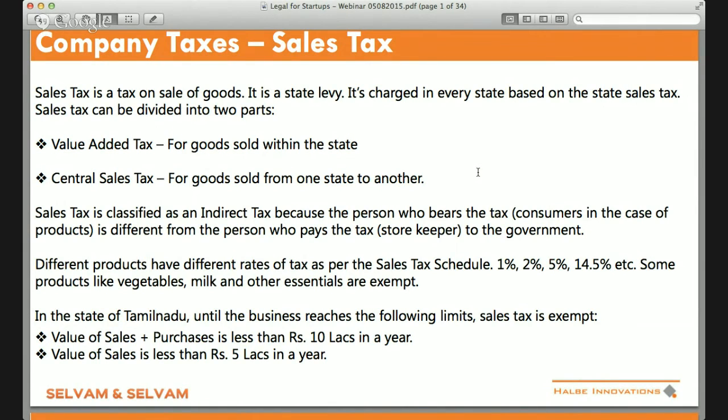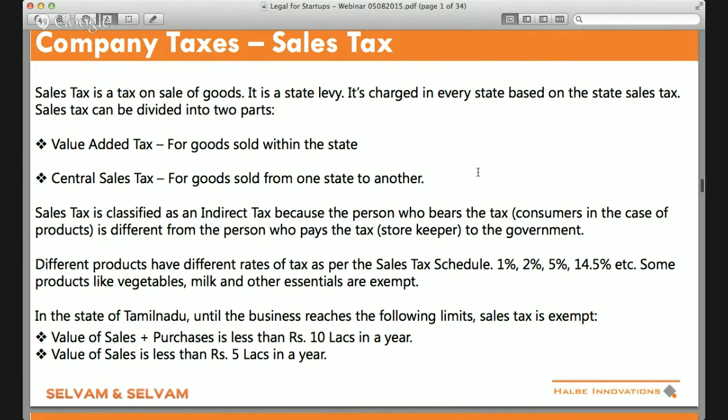It's important to keep in mind that sales tax is a state-based levy, so every state has different rates of taxes. Now, when it comes to sales tax, it's an indirect tax, unlike income tax, because the person who bears the tax is the consumer, us. When you buy a packet of Lay's, you pay tax on it, but the person who pays the tax to the government is the storekeeper. So because the liability to pay and the actual payment are done by 2 different people, we call it an indirect tax.